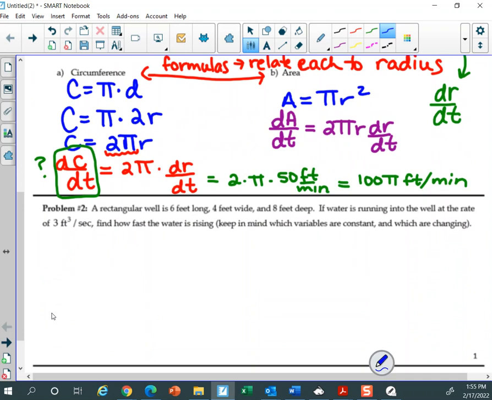Let's do number 2. Oh, I always forget to change this problem. Every year I read this problem, a rectangular well, and I'm like, oh, that's stupid. It should just be a tank. Not a well, but whatever. You've got a rectangular box, and it's getting filled up with water. Right. Here's my rectangular box. Pretend. All right? And we're putting water in it. Right?